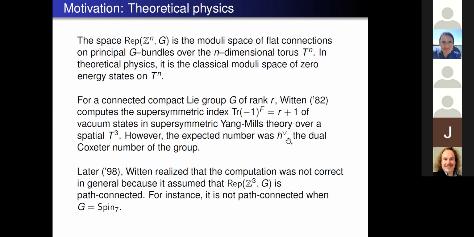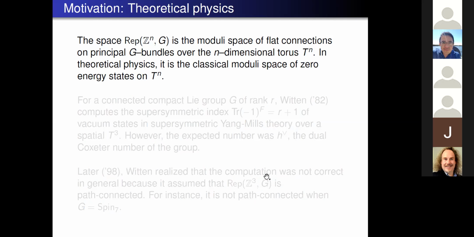This discrepancy was found by Witten to come from the fact that he had assumed that the space of representations of Z^3 in G is path connected, and in general it is not. For example, for Spin(7), it is not path connected, and there are many other examples where it is not. So this is the motivation.